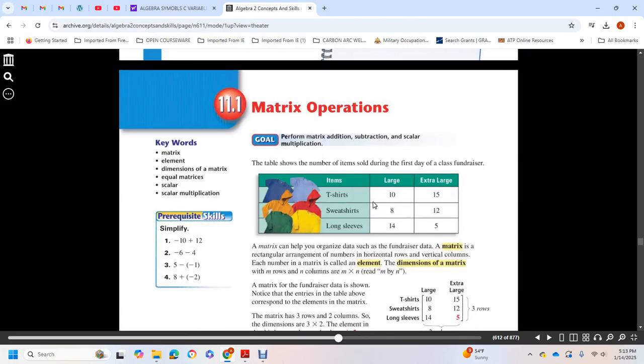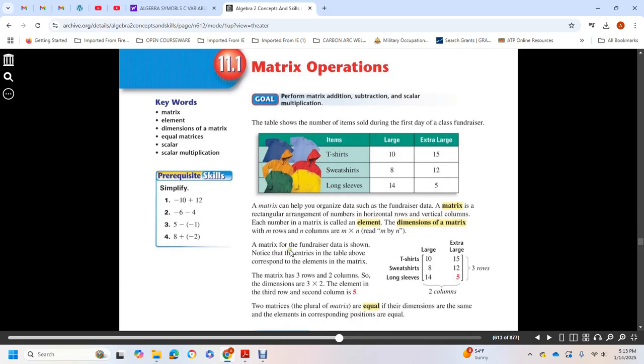Goal: perform matrix addition, subtraction, and scalar multiplication. The table shows the number of items sold during the first day of the class fundraiser. A matrix can help organize data such as a fundraiser. A matrix is a rectangular arrangement of numbers in horizontal rows and vertical columns. Each number in a matrix is called an element. The dimension of a matrix with m rows and n columns is m times n, read m by n, rows by columns. The matrix of the fundraiser data is shown with the entries of the table shown as the corresponding elements of the matrix.